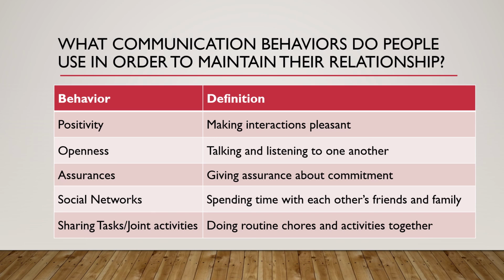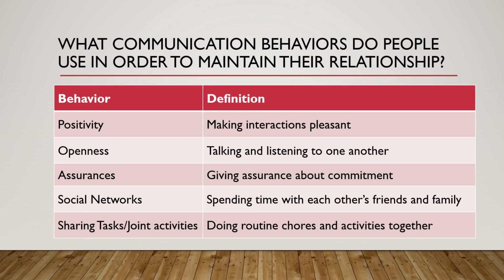The fourth is social networks, and we've talked a little bit about this as well. We talked about investment and social commitment. So spending time with each other's family, being able to incorporate different friend groups. I talked in a previous lecture about maybe splitting holidays between families, and so all of these things would be managing your social networks to maintain your relationship.